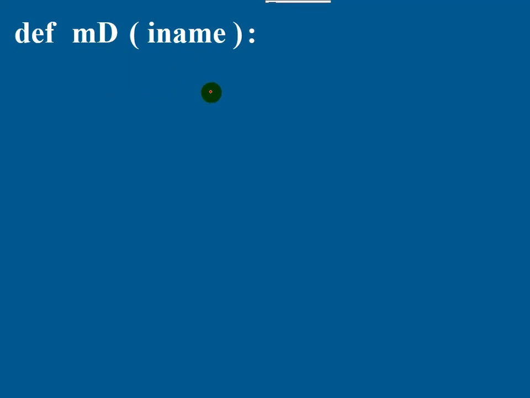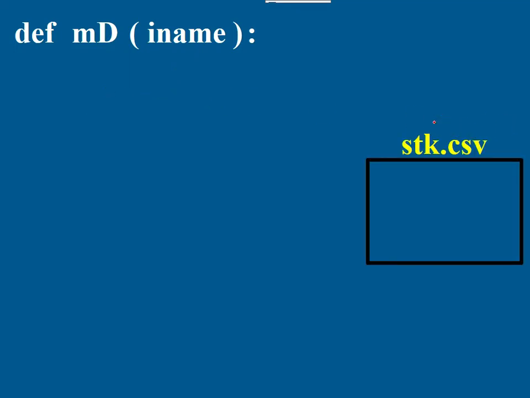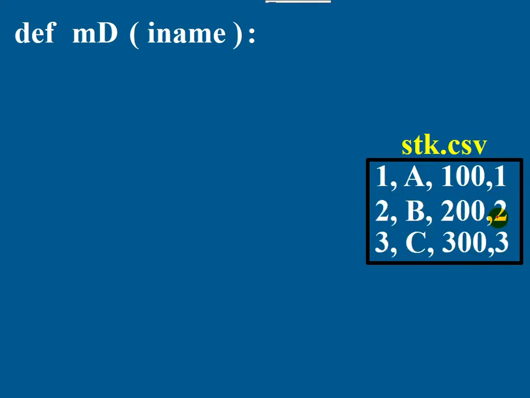Now let me take a CSV file. Suppose this is the CSV file, stock.csv. It contains several records. To explain this function, let me take three records. This is record number 1, the stock ID, stock name, price and the quantity. Now these are comma separated values. That's the reason why it is written like this. Now second record and the third record.